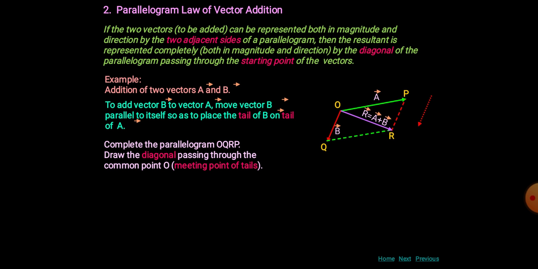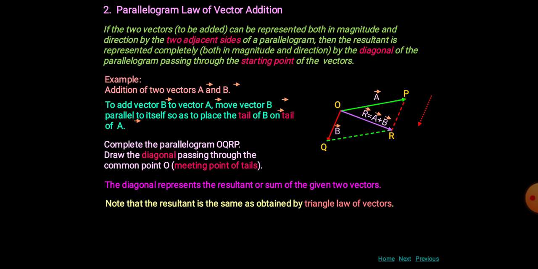So R is equal to, we can write, A plus B, that is the vector A we have taken and vector B. These are the two adjacent sides of the parallelogram. Then the resultant vector is represented by the diagonal of the parallelogram passing through the starting point of the vectors. You will observe it carefully. This OP and OQ are the two adjacent sides, and we have got the diagonal of the parallelogram. It is the resultant vector and that should pass through the starting point of these two vectors. So the diagonal represents the resultant or the sum of the given two vectors.